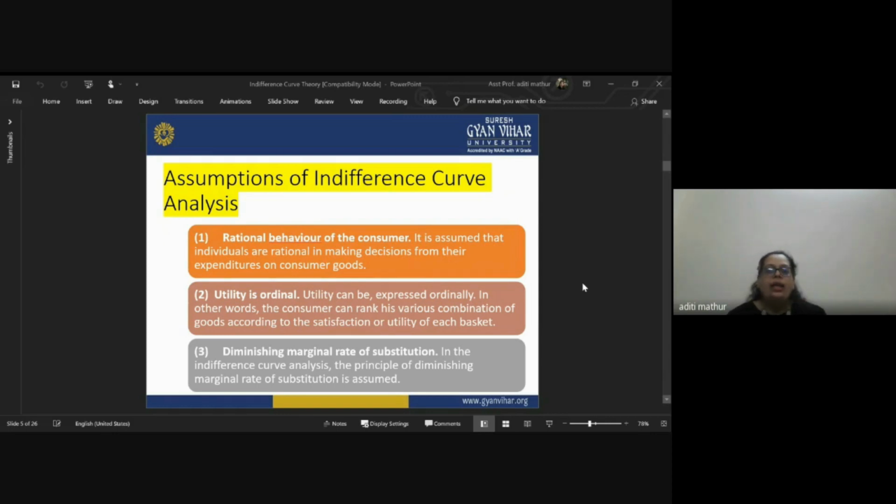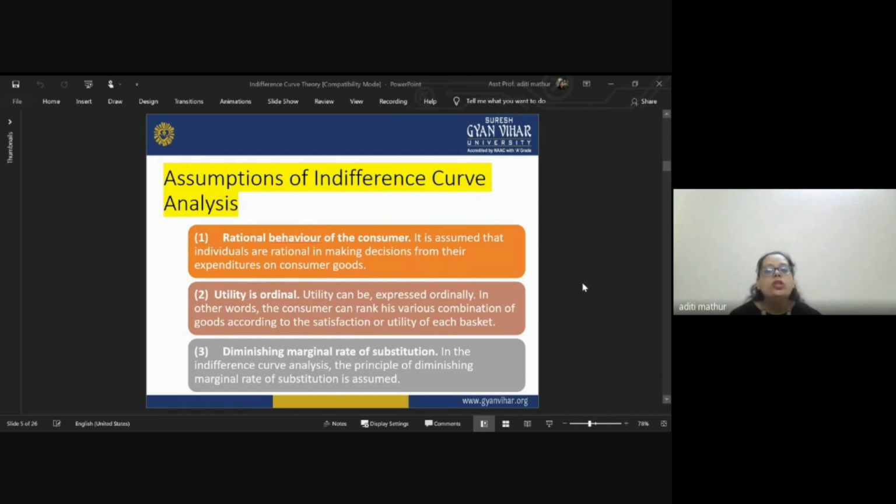That's why. Right. So the first assumption of the indifference curve is rational behavior of the consumer. It is assumed that individuals are rational in making decisions about their expenditures on consumer goods. That is true. I have stated this in the previous slide. We had the discussion that every rational human being, every rational consumer, will make decisions for spending on goods and services in their whole sense.